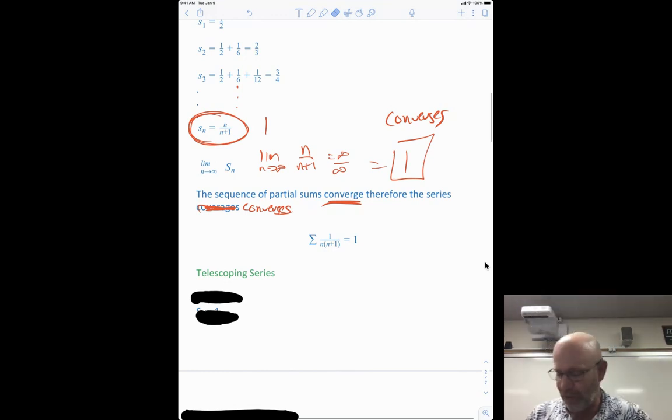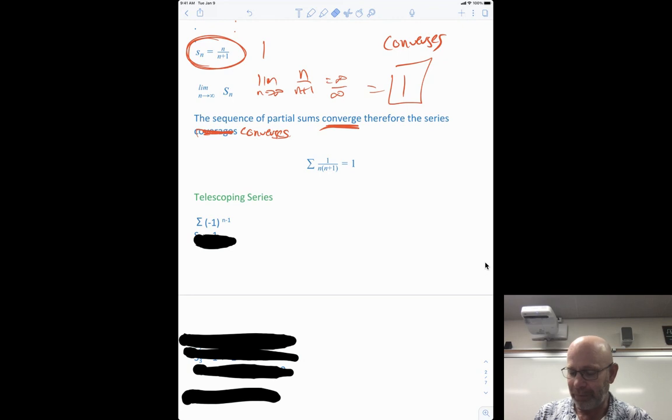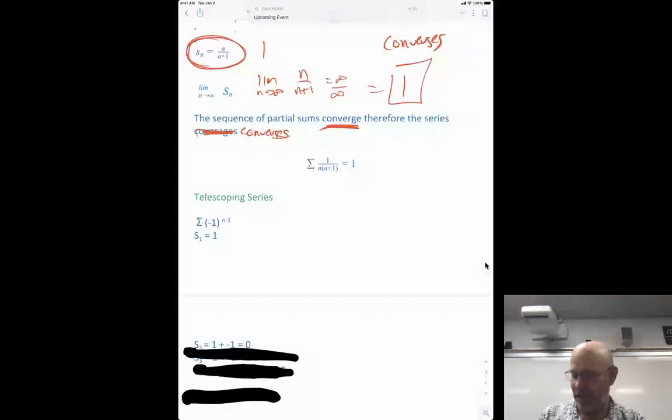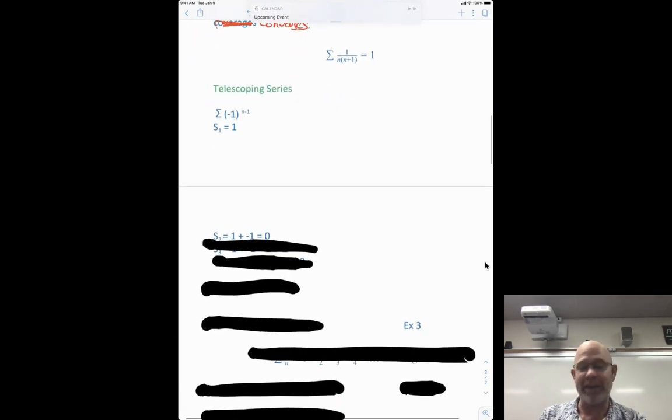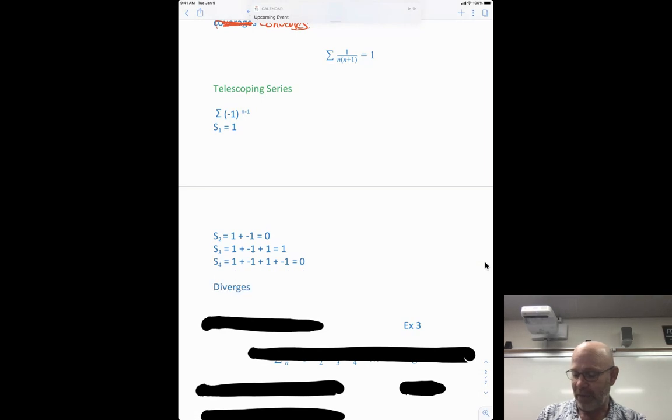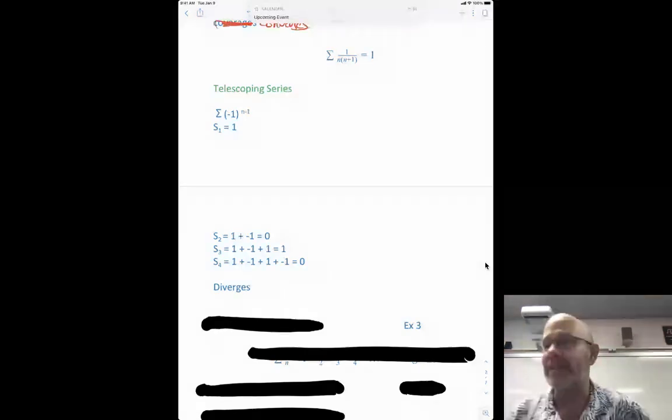All right, I'm just going to show you another example real quick. The sum of negative 1 to the n minus 1. And we're just going to use the same method. The first term is 1. I'm going to go through this quickly, if that's right. The next one is 1 plus negative 1, which is 0. The next one is 1. The next one is 0. So it just bounces back and forth from 1 to 0 to 1 to 0 to 1 to 0, which means it does not converge to anything because it's not approaching the same number.